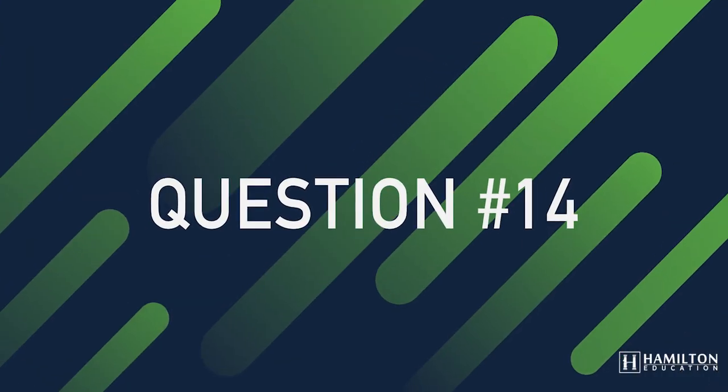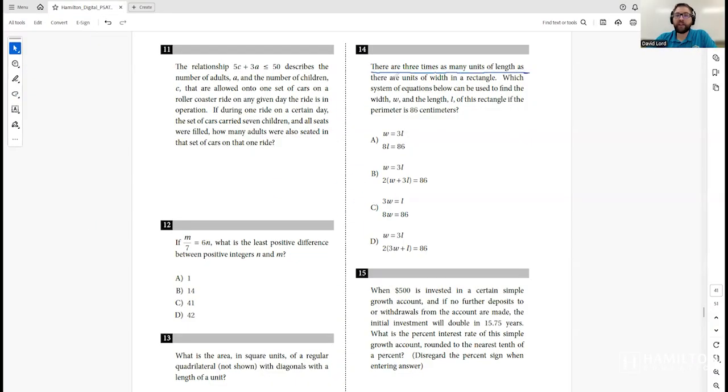Question 14. There are 3 times as many units of length as there are units of width in a rectangle. So that type of wording tricks a lot of students up. So many people want to write 3L is equal to 1W. Unfortunately, that is incorrect, and that would actually make the width larger than the length. Whenever you see the words as many as, you want to think of that as a ratio. So you can say the length to width is going to be 3 lengths for every 1 width. Or you could write the formula, the length is equal to 3 times W.